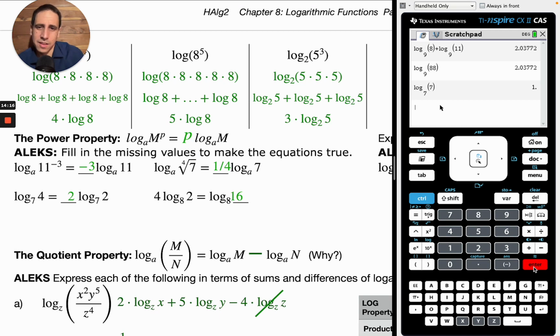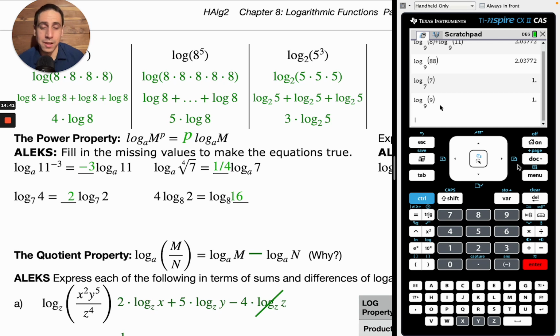In any case, even if you don't know, this is kind of a strange thing. We don't know what the base is. It's some number z, but it doesn't matter what it is, because log base 7 of 7 is 1, and log base 9 of 9 is also going to be 1. Log base 10 of 10 is going to be 1. Log base 100 of 100 is going to be 1. So log base any number of that same number is going to be 1.